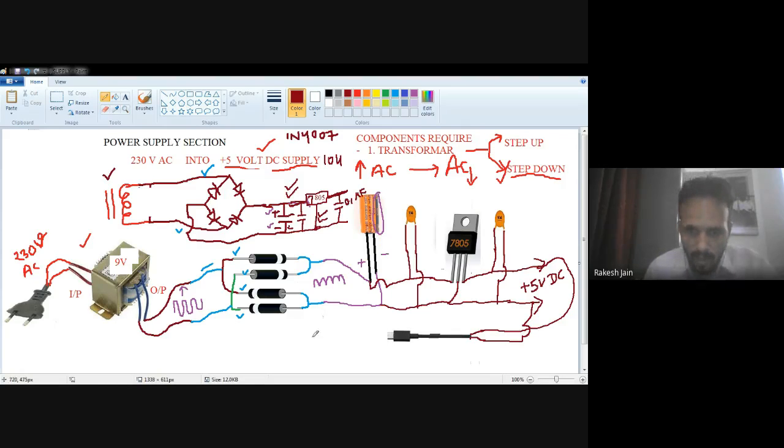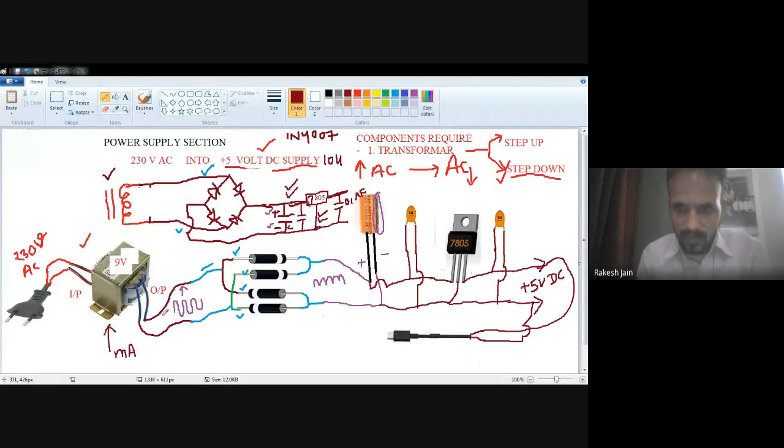Why? Because the transformer which we generally use is of milliampere rating, 250 milliampere, 150 milliampere, 300 milliampere. So we require ampere range for fast charging. We can change the transformer to a high ampere rating transformer. Okay. So I hope you understand this total circuitry and how to make this power supply for any project you want to build.